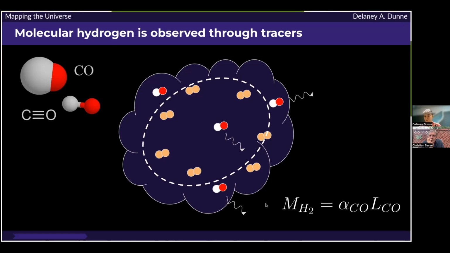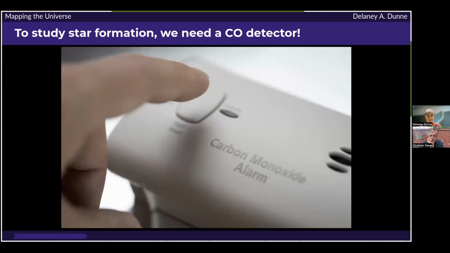So carbon monoxide is very useful for studying star formation. And that means that in order to study star formation, we need a carbon monoxide detector. And so that's what I'm going to be talking about today: my specific experiment studies CO, carbon monoxide.